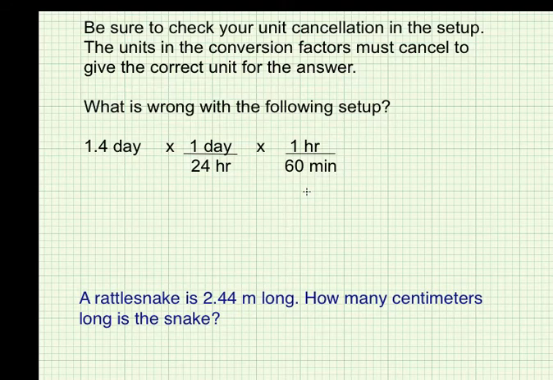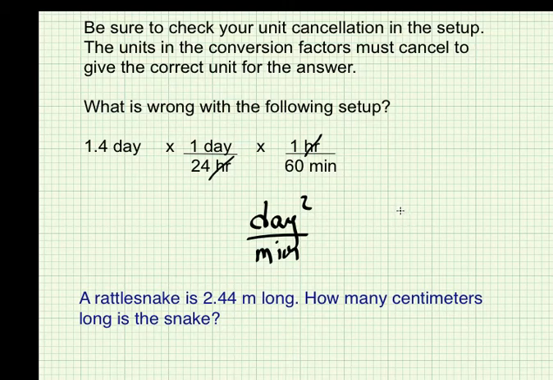So now let's take a look at this. Does everybody see how the hours does in fact cancel out, which is good. But what unit am I left with? Well, what are you going to get if you take a day times a day? You're going to get a day squared. And what are you going to get if you divide it by minutes? You're going to get a day squared divided by a minute.